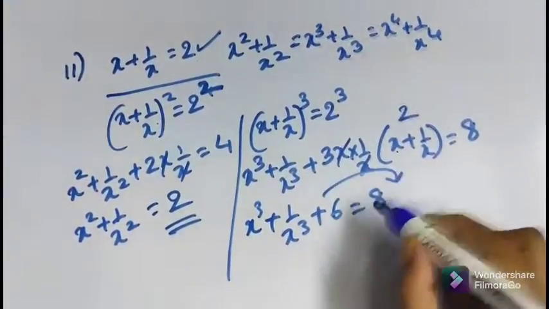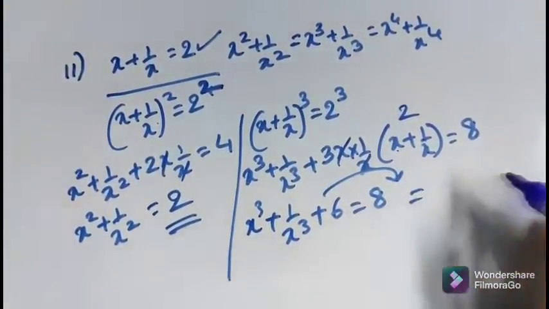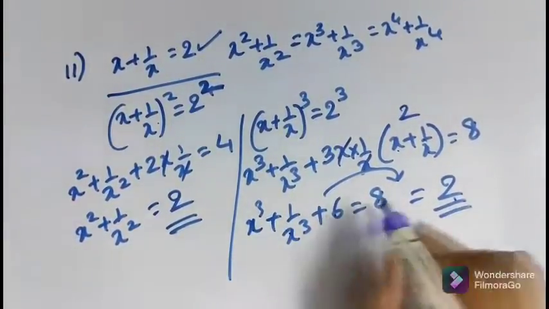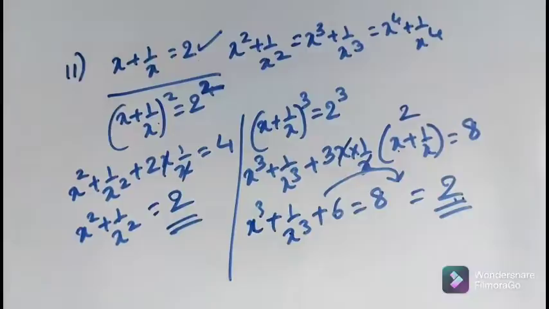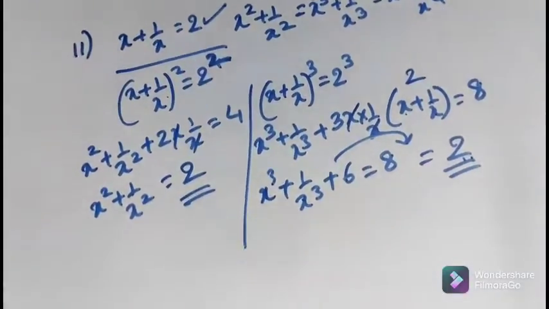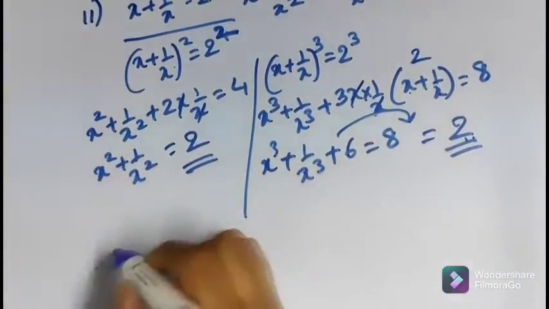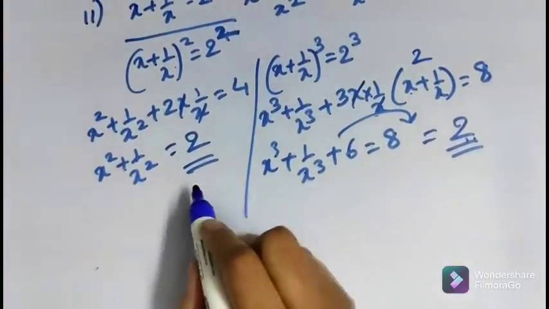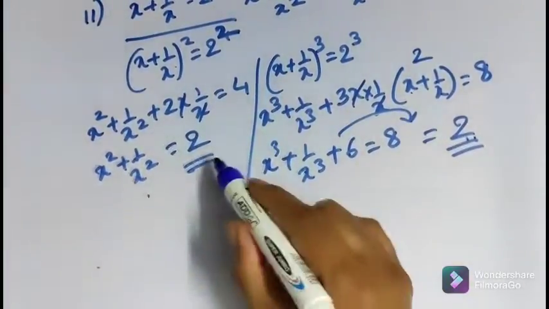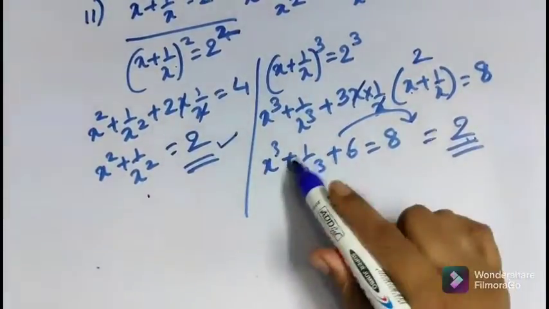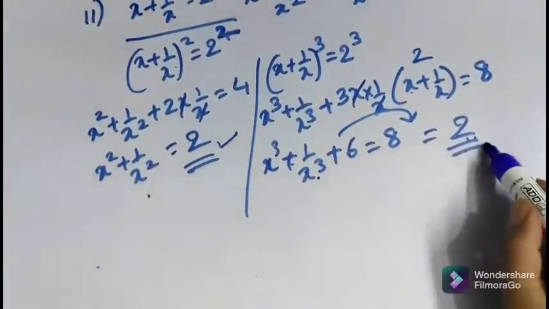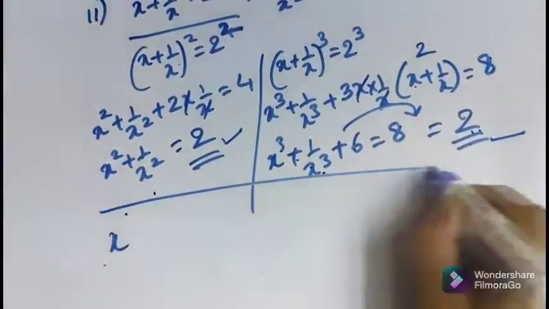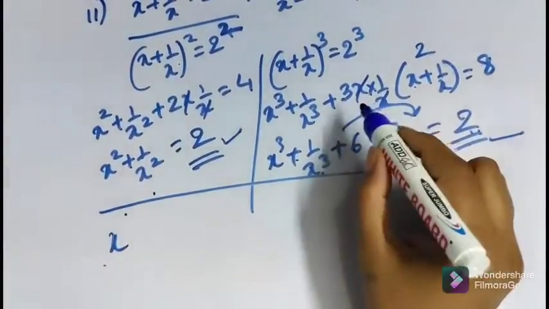So when plus 6 goes that side, it becomes minus 6. The answer we get is 2. This is the value for x cube plus 1 by x cube, isn't it? Now for the third part, I'm going to do it here. See, now can you compare this? x square plus 1 by x square is also 2 here, and x cube plus 1 by x cube is also 2. So let's do the third part, that is x^4 plus 1 by x^4.